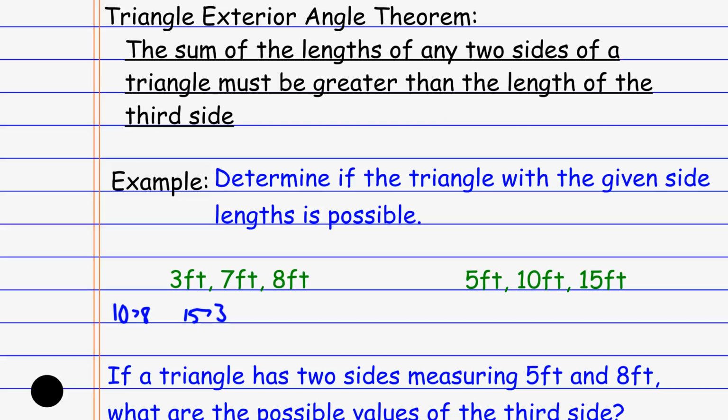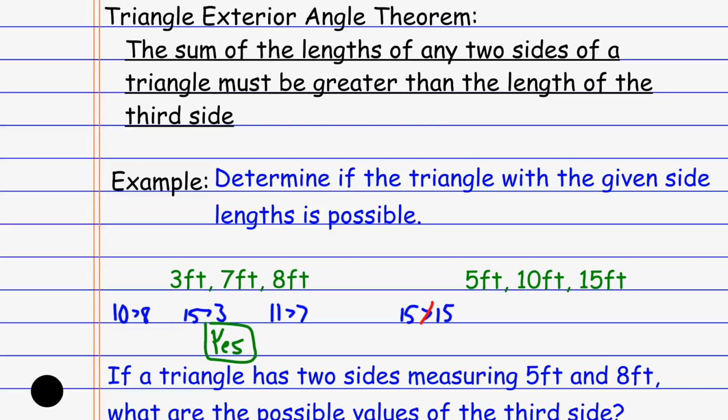If I add up the only two that I haven't done, the 8 and the 3, that gives me an 11, and that's greater than the 7, which works. And so since each of these inequalities works, I can safely say that yes, these could be the sides of a triangle. If I look at the next set, right away when I add the first two together, I get 15, and I want to look at this and say, okay, 15 has to be greater than the third side, which is 15. Well, right away, that's not true. That doesn't work.